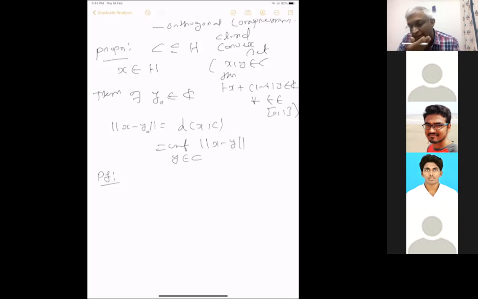Sir, do you mean there exists y not belong to C, not the complex number? Yeah, C is our C. Right, C is the convex set. Okay, we are not dealing with complex numbers.